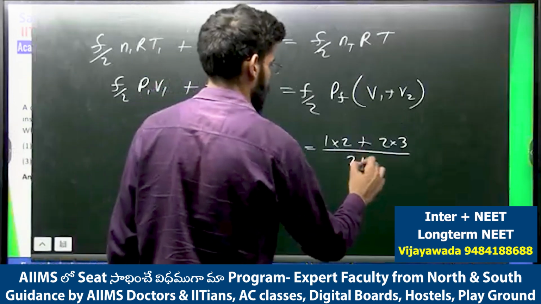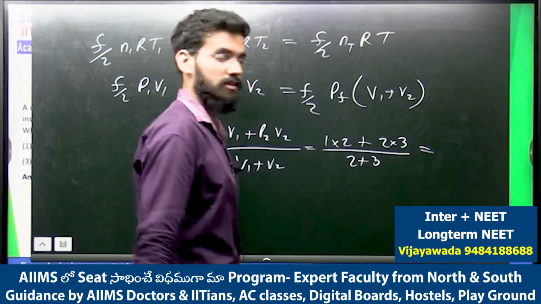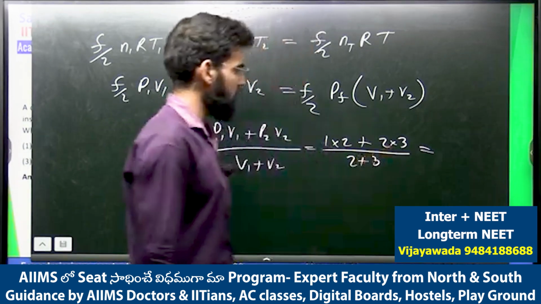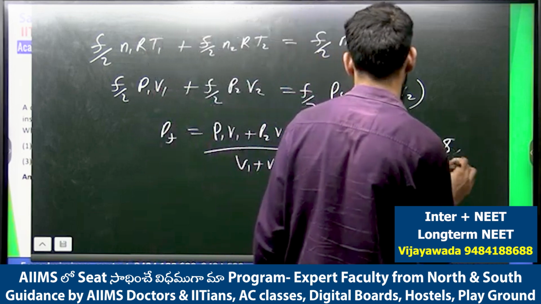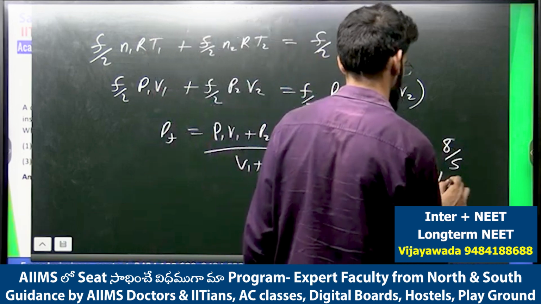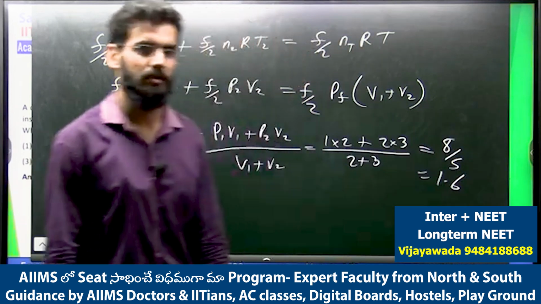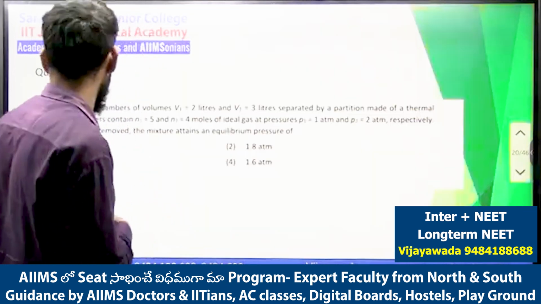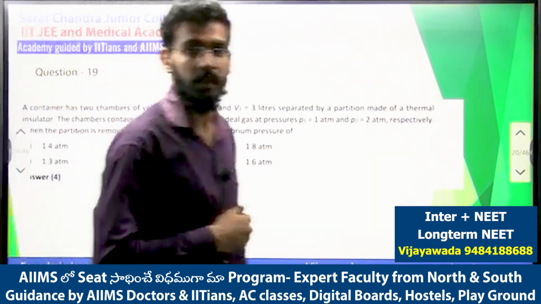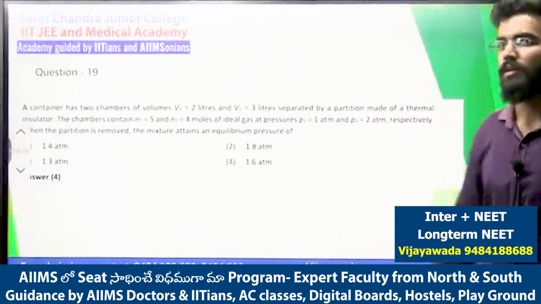2 plus 3. How much is this? I can say 6 plus 2, 8. 8 by 5. 8 by 5 means 1.6. Multiply by 2 and divide by 2, 10 will come 16, 1.6. 1.6 ATM. Fourth option, answer. Correct? Okay. Next, see.